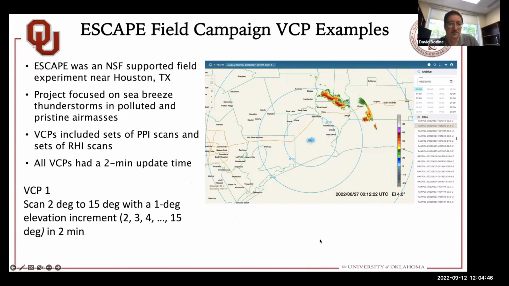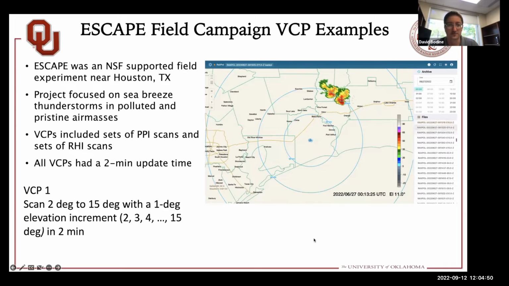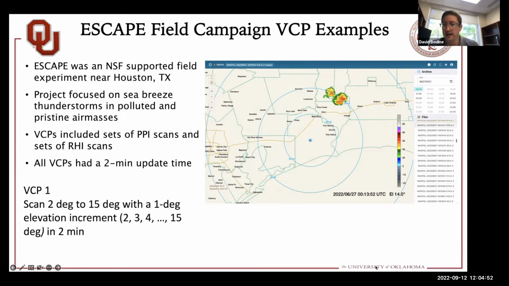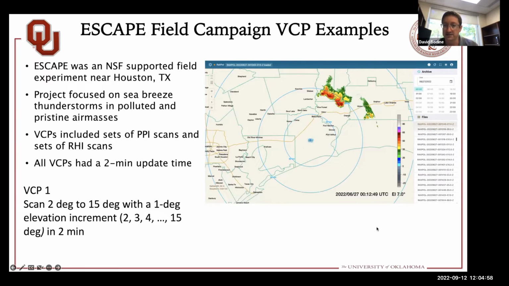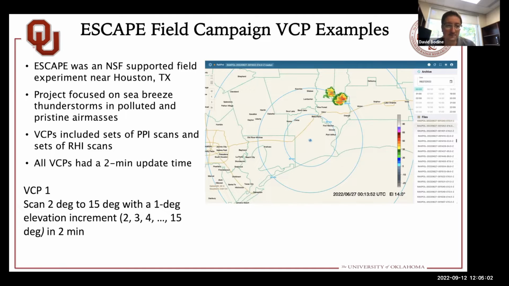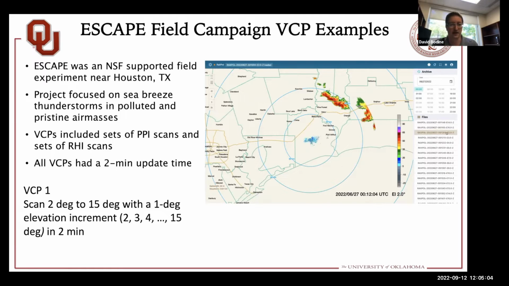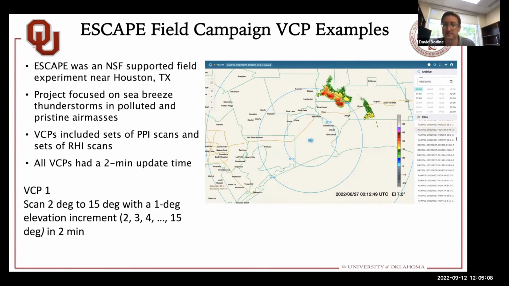Here's another example of a VCP. This is from the ESCAPE field campaign, where I was looking at thunderstorms near the Houston area. You can see here the data as the radar scans up in elevation angle. As it goes up to higher and higher elevation angles, you can start to see the echoes get a little bit weaker. This is from successive PPI scans that are done over about a 2-minute period using the RAC spool.